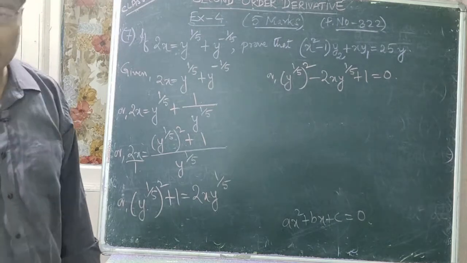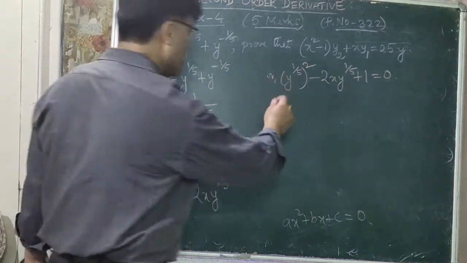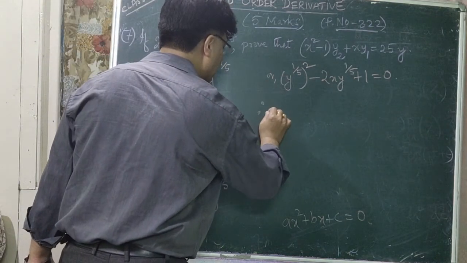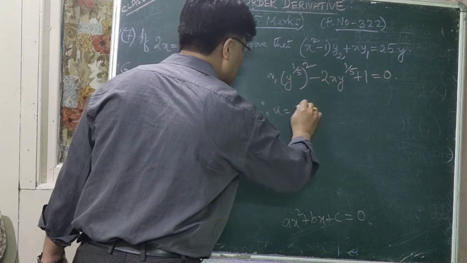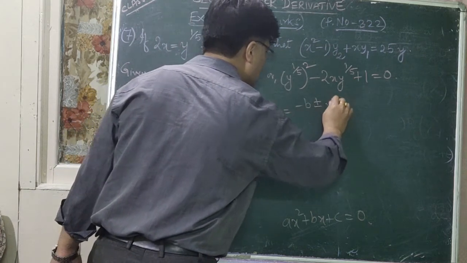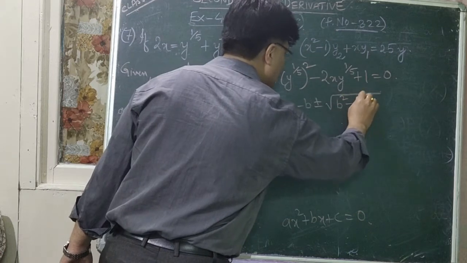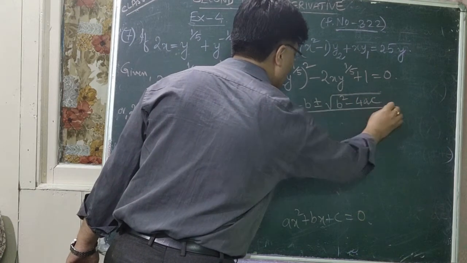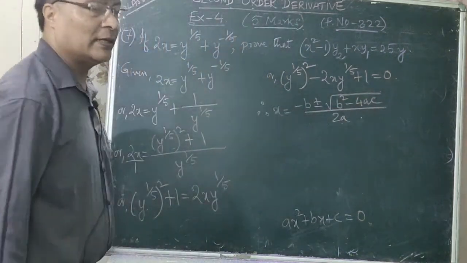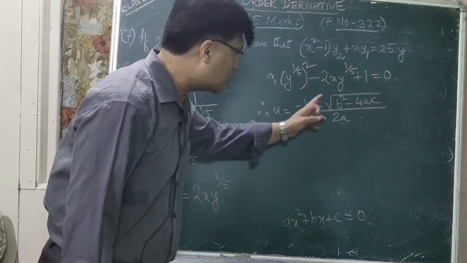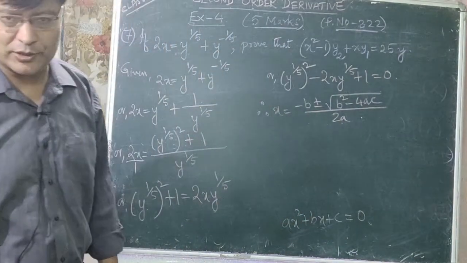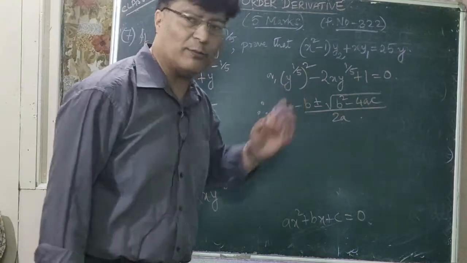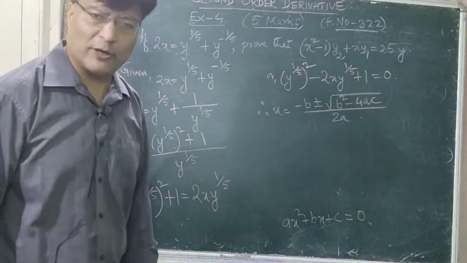So now you know Sridhar Acharyya's formula, isn't it? So this is the formula now. The formula is x is equal to minus b plus minus root over b square minus 4ac whole divided by 2a. So this is Sridhar Acharyya's formula for this quadratic equation. So we have written here the formula from Sridhar Acharyya's formula, right?